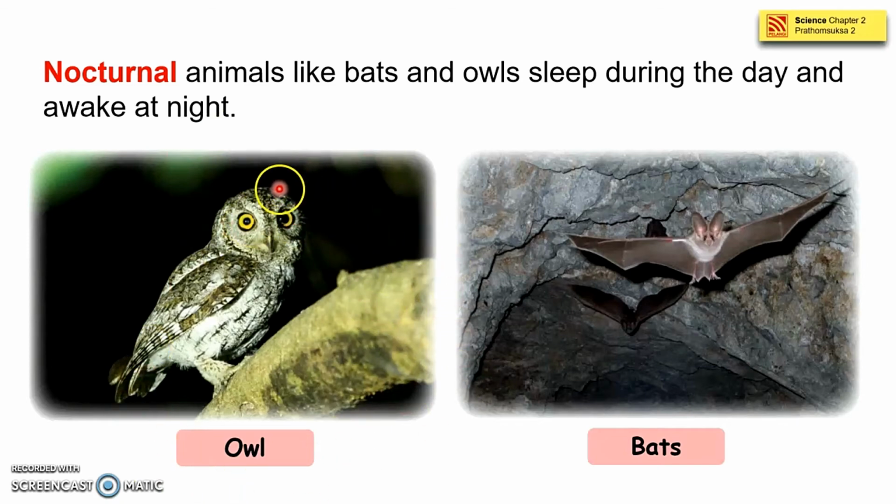An owl is an animal that you can see during the night. In the morning, this bird will sleep. And also this bat. They are very active in the night. They are looking for food. They are wandering. They are moving. They are flying in the evening.